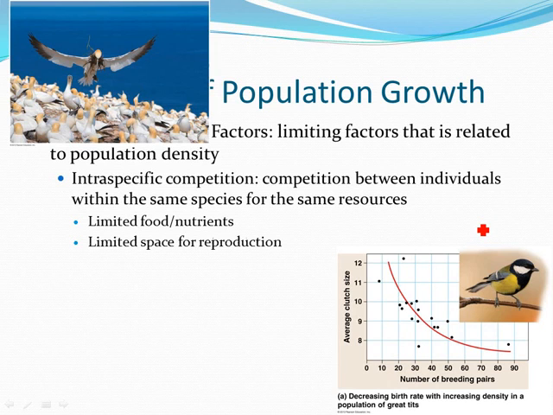Also, there's limited space for reproduction too, meaning that some birds need a nest to have eggs in. So if the entire place is filled with nests and they don't have their own nest, then they're not going to reproduce. So the amount of space available is another factor in this competition. And there are also limited areas for protection from predators, right? There are some places where it's easier to hide while others are not. So if you have a lot of individuals in a population, you're not going to have as many hiding places from predators, and so they might get eaten.